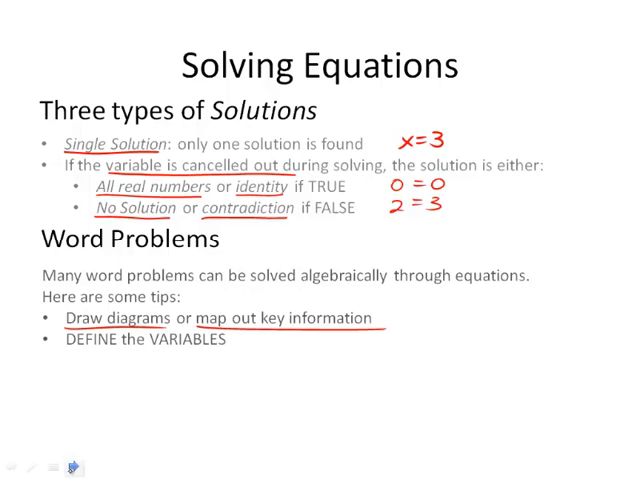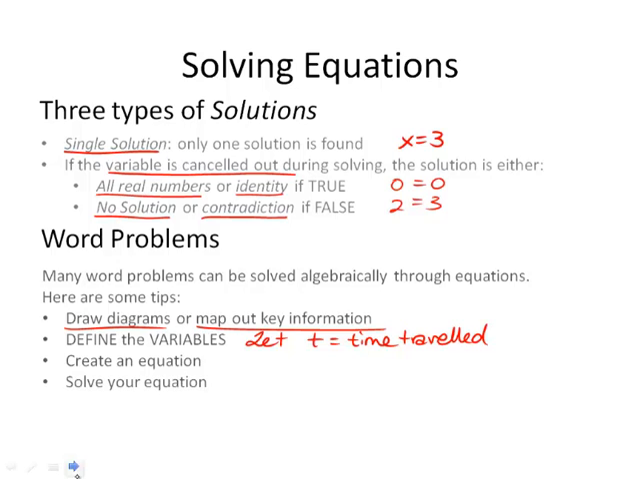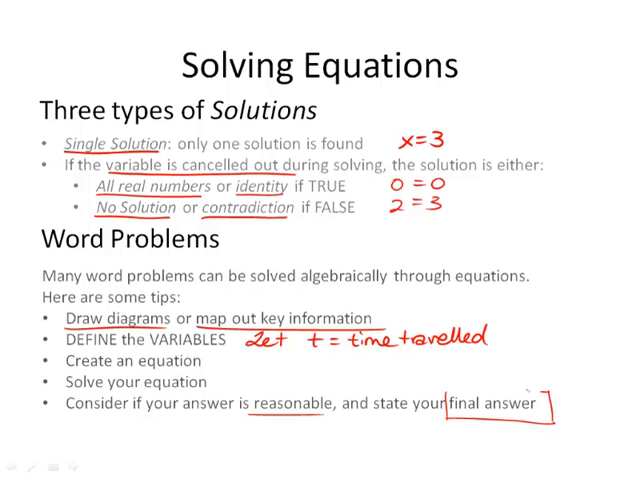Next, you can decide on defining some variables. So for example, you could say let t equal the time traveled. Once you have your variables defined, you can create an equation, solve your equation, and check if your answer is reasonable. Once you're sure, you can state your final answer.